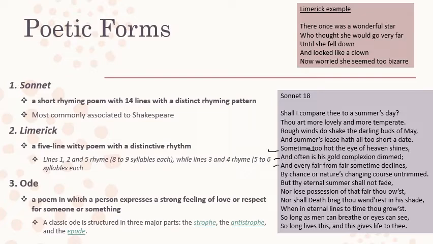Okay. Now, the limerick, as we see up here in the top right, is very short. It has a rhythm to rhyme separate lines. So lines 1, 2, and 5 here rhyme, while lines 3 and 4 rhyme with each other, but not the other 3 lines. Also, syllables become a factor.